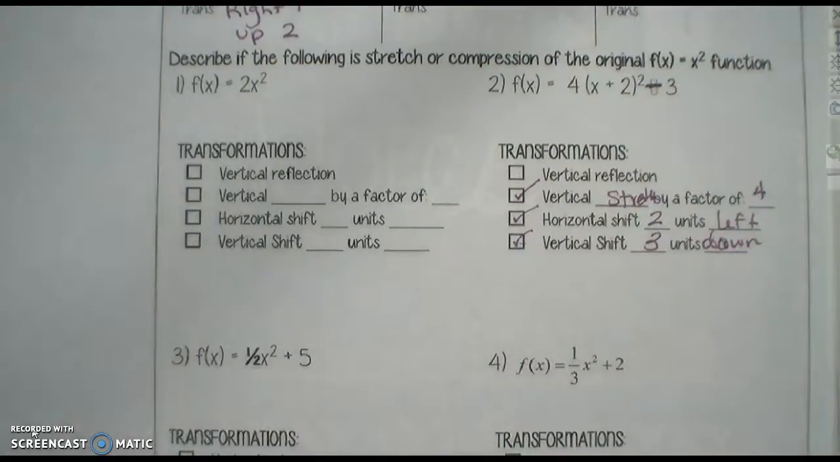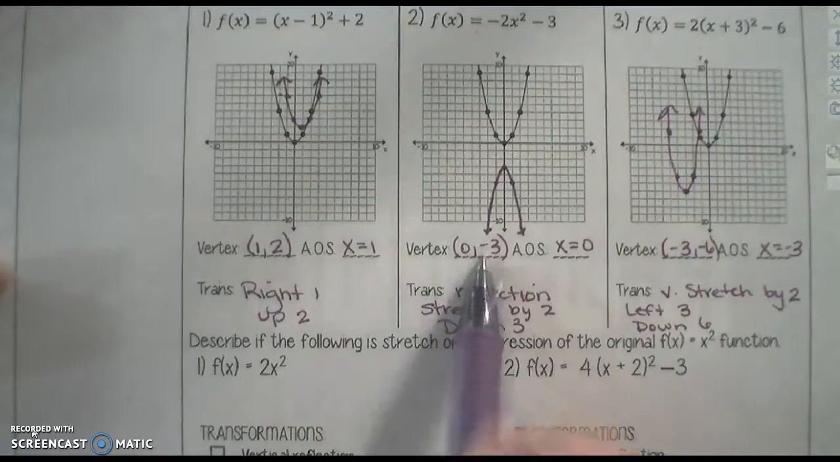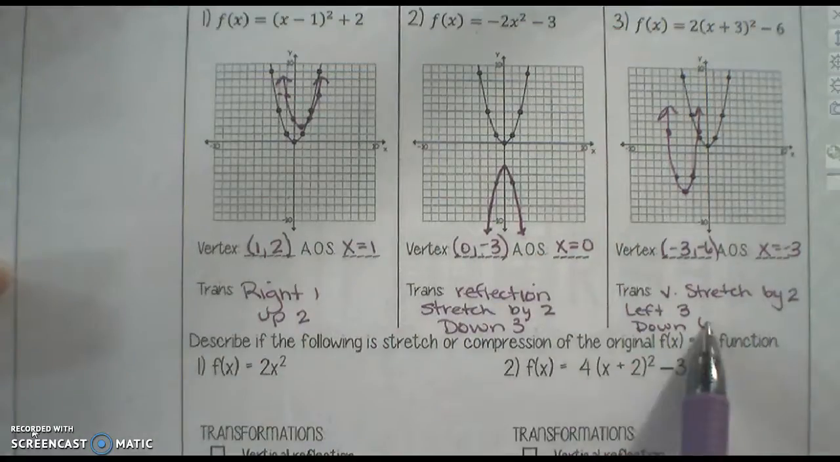So try the rest of this page on your own. Most of this is review of stuff that you've already seen from your other 4.7 days, and then check when you're ready. So here's your graphs from up above, 2 and 3. Vertex, make sure it's upside down since it's a reflection. Make sure you listed all the transformations. Pause if you need a little more time to look those over.